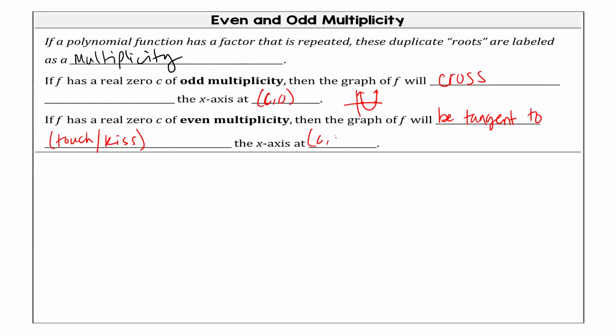I have no clue. Well, maybe you'll remember. So here it is. Kissing the x-axis. Touching, kissing. Do we see that?